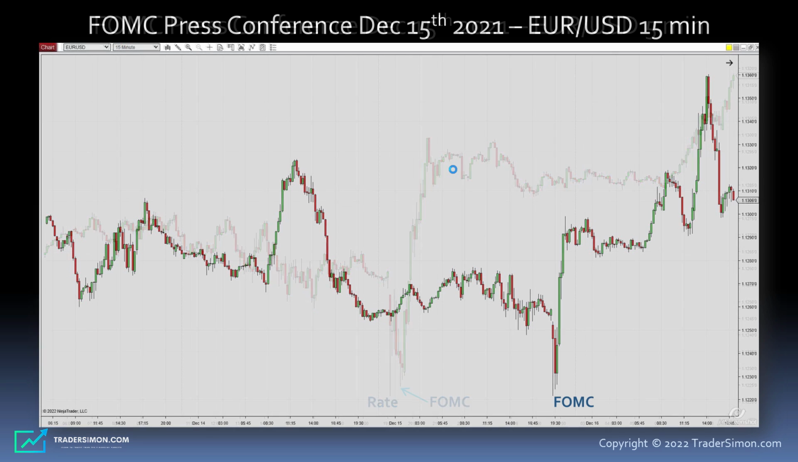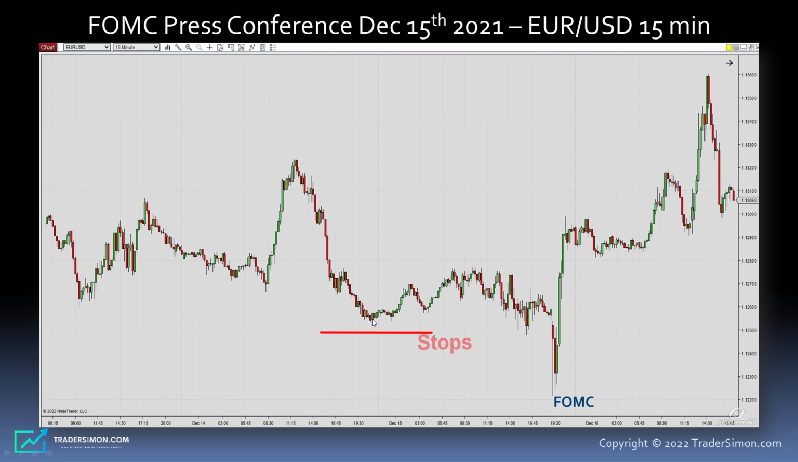up. Here's a 15-minute chart, and you can't even see that rate statement spike here. All you can see is a V shape. So looking at higher time frames, you can see what happened here. There would have been stop losses below this range here. The market made a V shape. The institutions, the banks got their buy orders filled, and then the market went up.